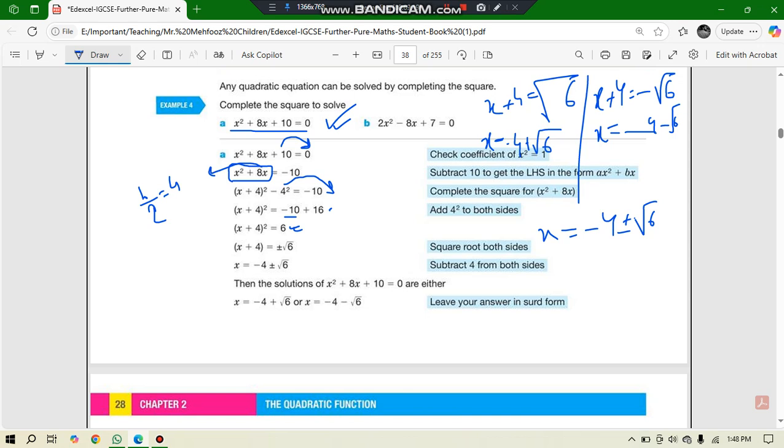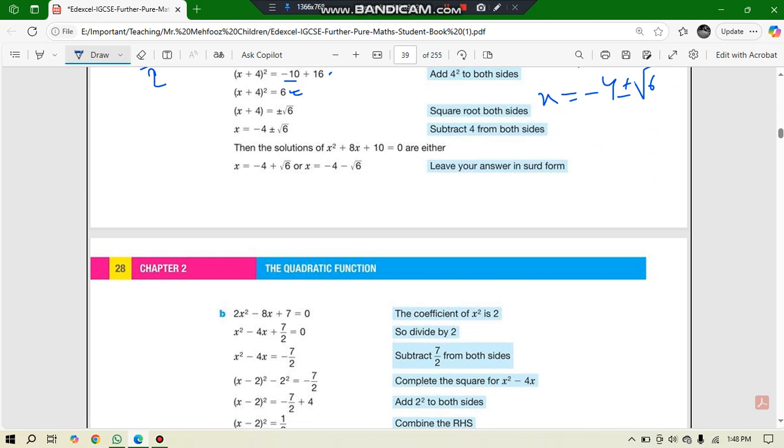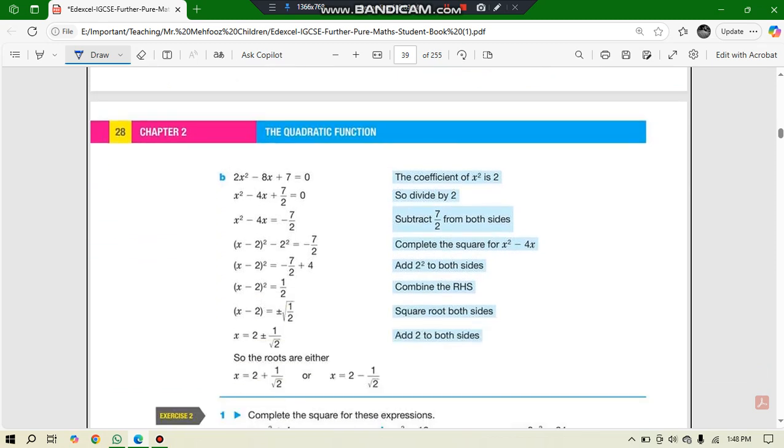Do you understand? Again, for part b, we have the question 2x square minus 8x plus 7 is equal to 0. We will do that in the next example, in the next video. Okay.